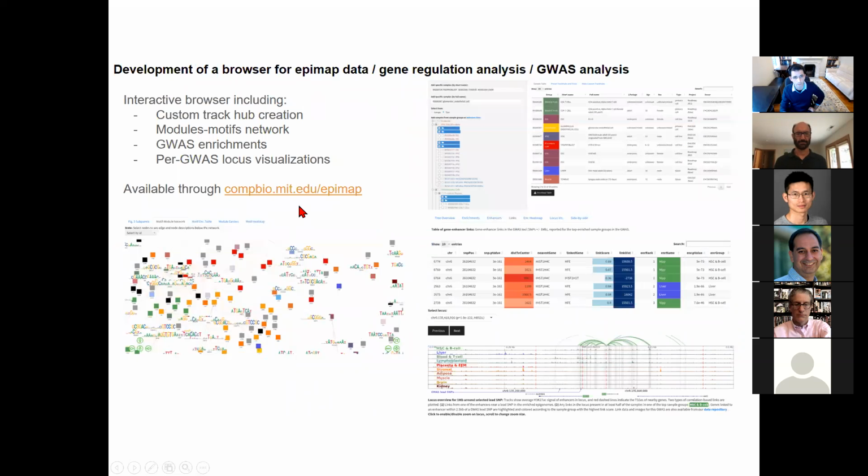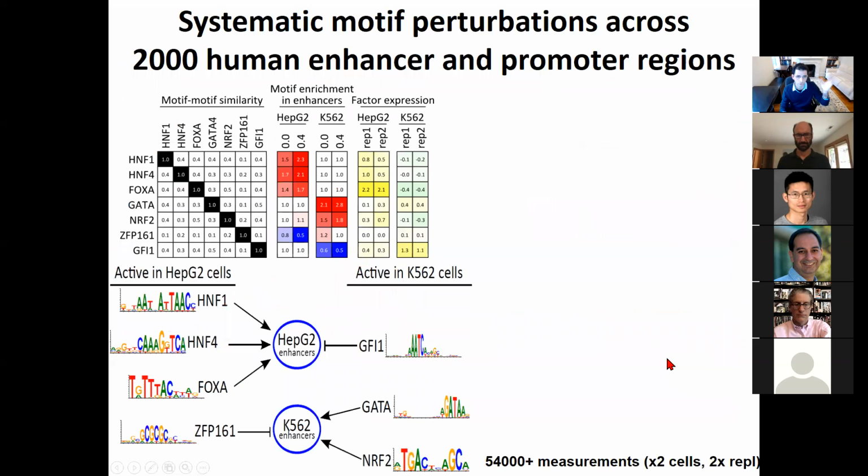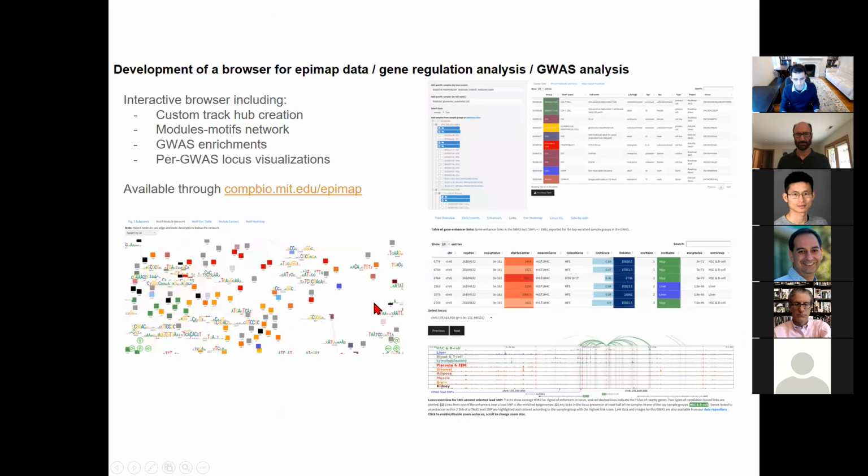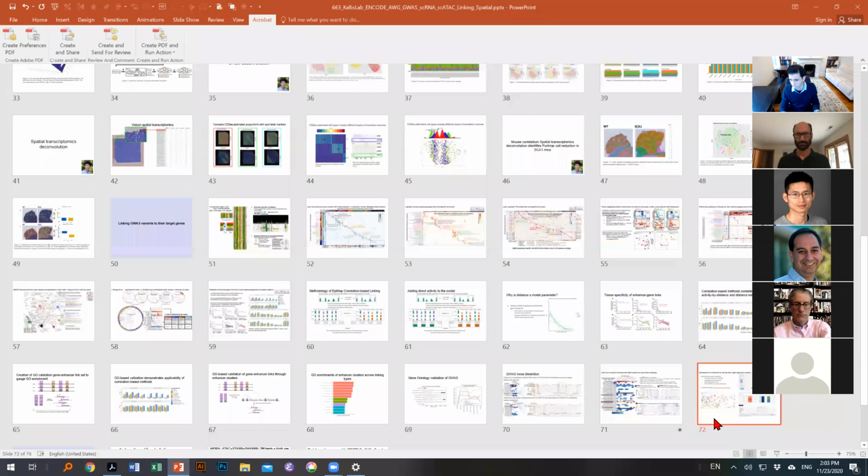And all of that is available through the EpiMap website, where you can find here compbio.mit.edu/EpiMap. It's all on preprint in bioRxiv, and hopefully will be appearing soon. And we're also doing a lot of high throughput validation. I'm not going to go into that. So that's our slide for today. I'm happy to answer any questions.